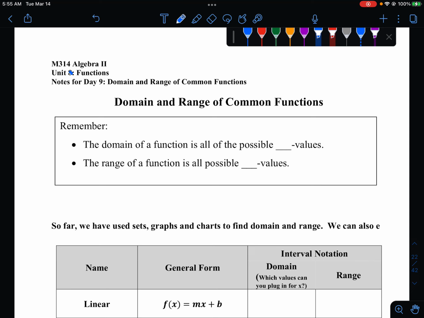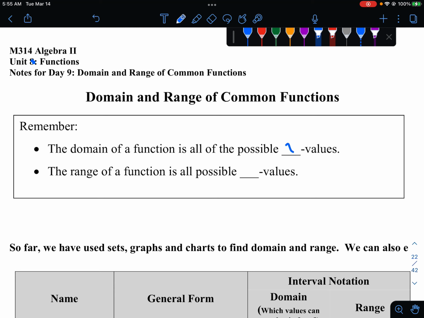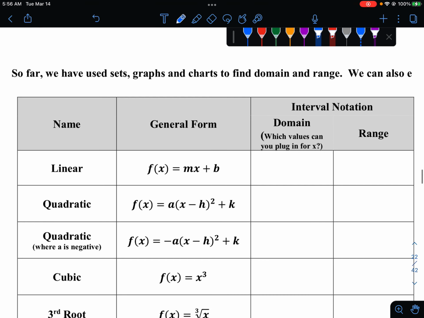These are the domain and range of common functions. And just to review, remember the domain is the list of all possible x values, and the range is the list of all possible y values. We're going to use interval notation again here because with these equations, there's an infinite number in this set, so we're not going to list particular elements. So we're just going to look at some basic functions.